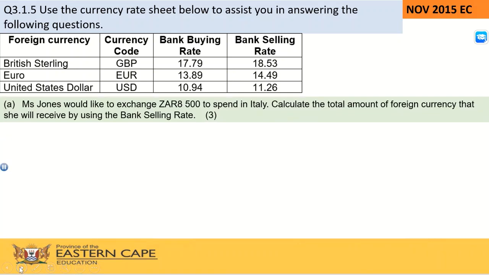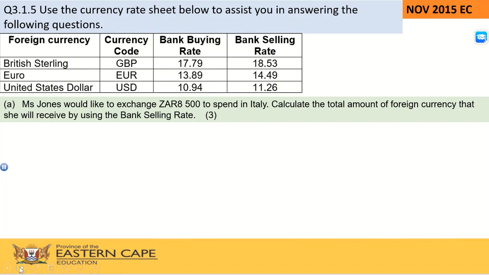Your first instruction is, Ms. Jones would like to exchange 8,500 South African Rand to spend in Italy. Calculate the total amount of foreign currency that she will receive by using the bank selling rate.